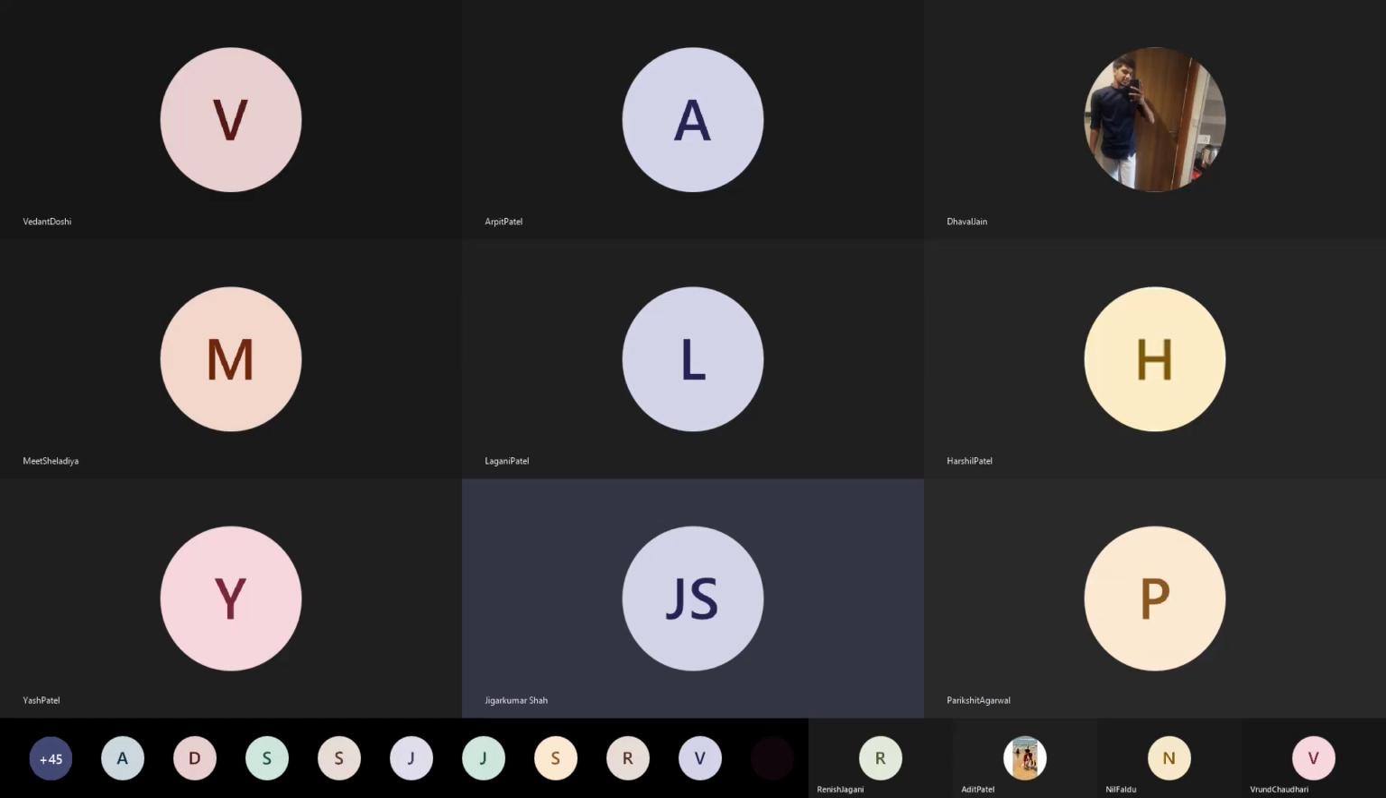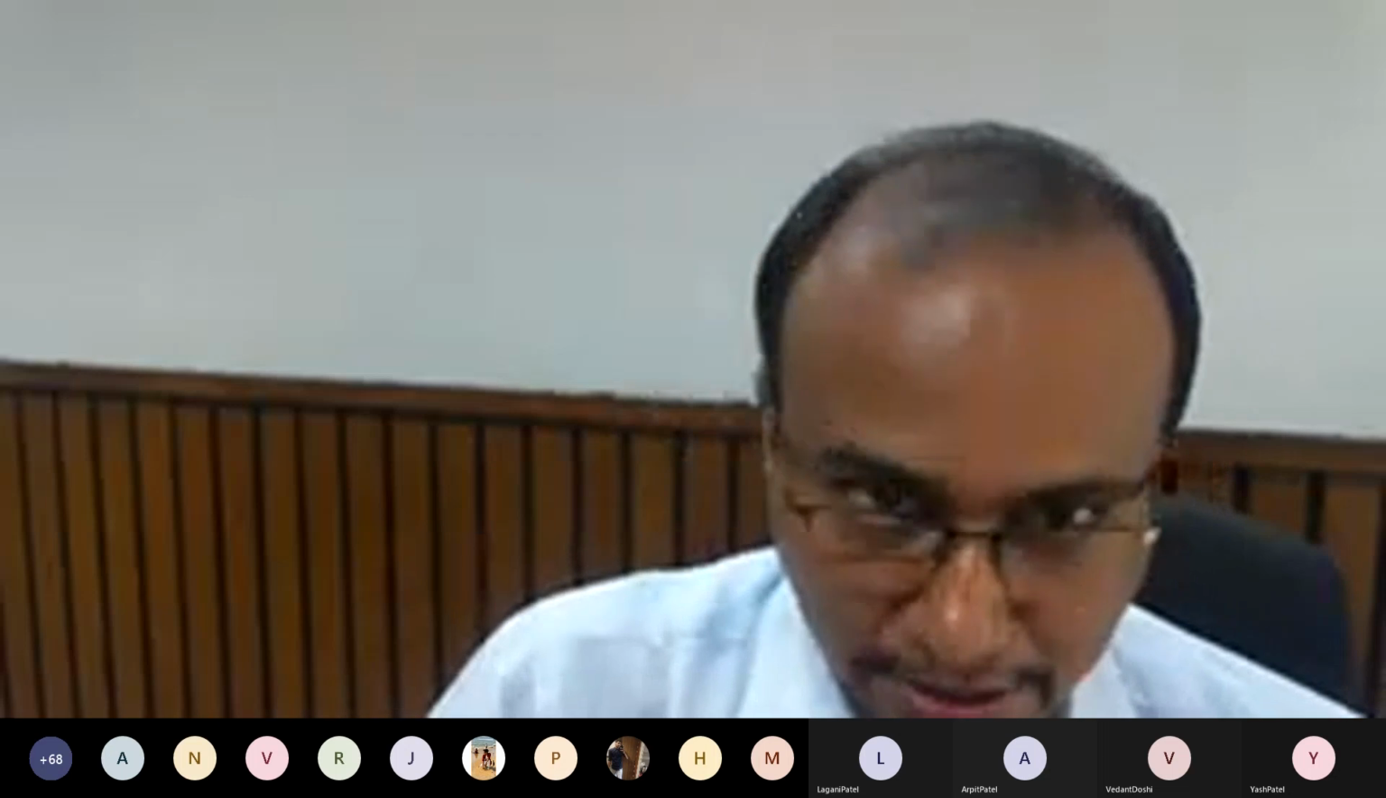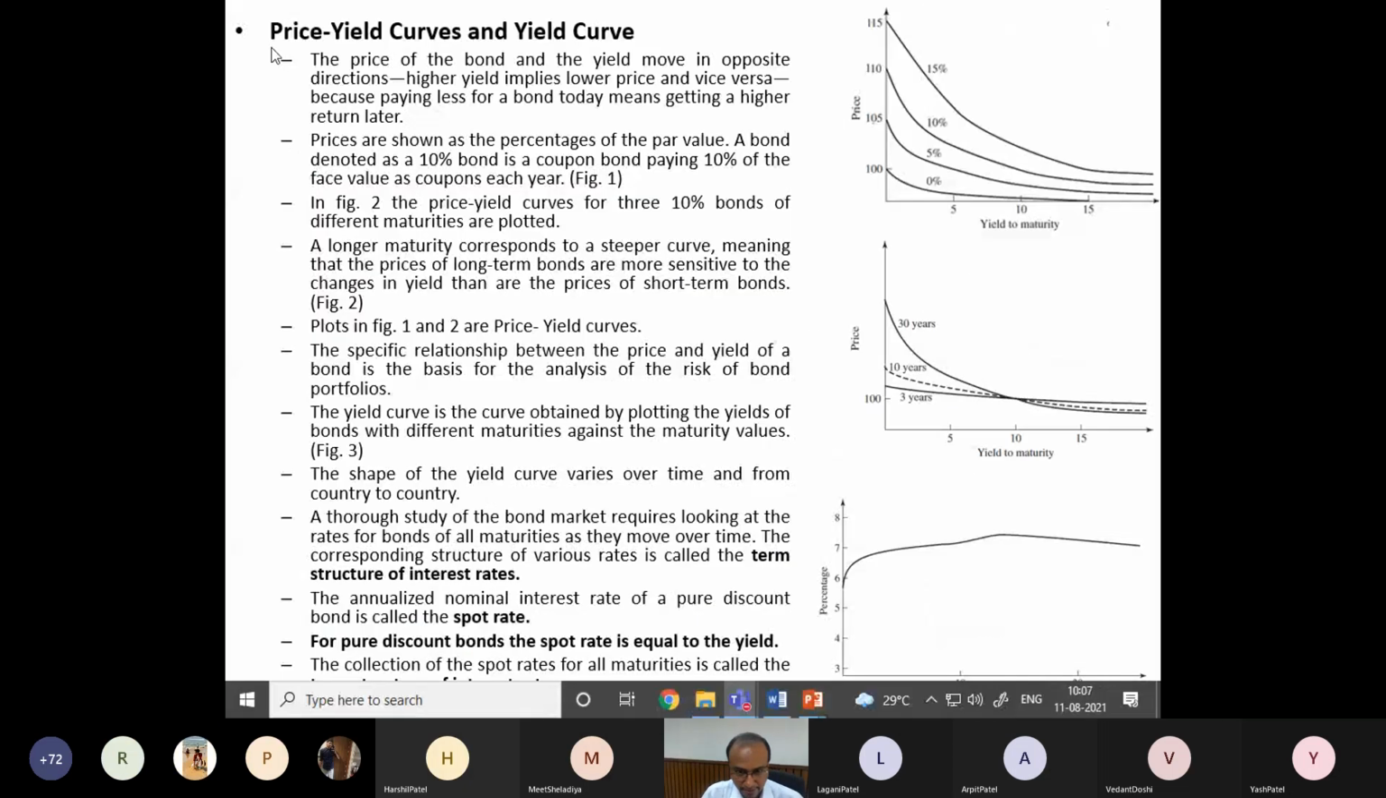Yesterday we were at the end of the discussion of our bond, right? But we have been left with one example which calculates the term structure of the bond. Let me recall what we have done yesterday. So we have seen the price yield curve and yield curve of the bond. These are the curves which are available to compare different bonds, right?